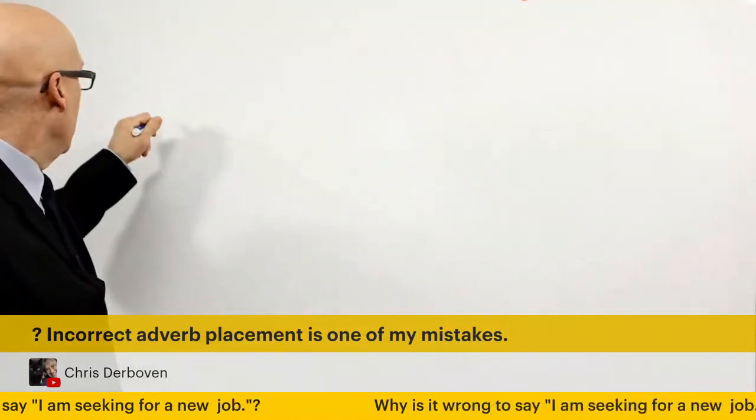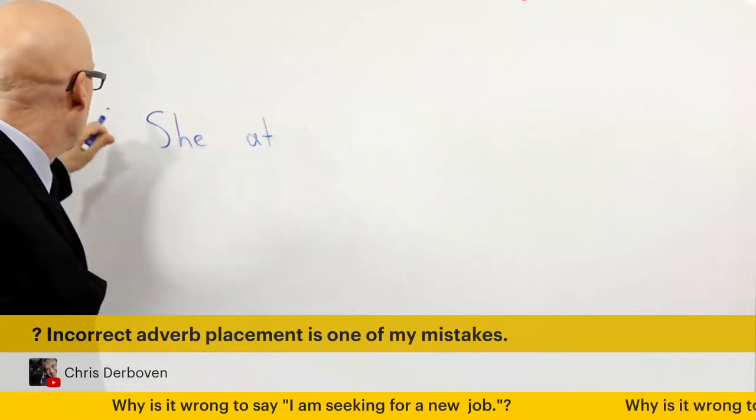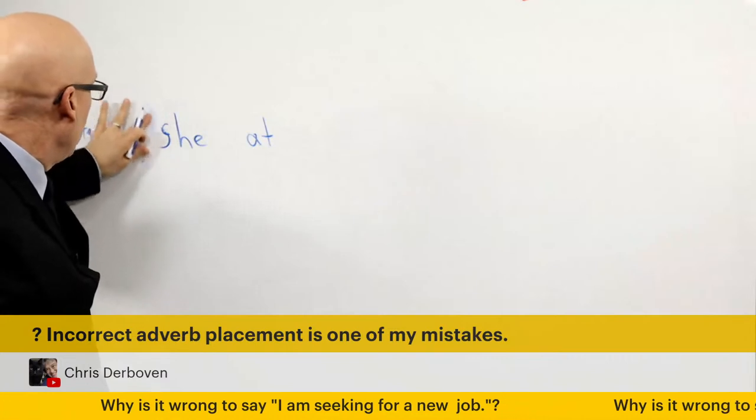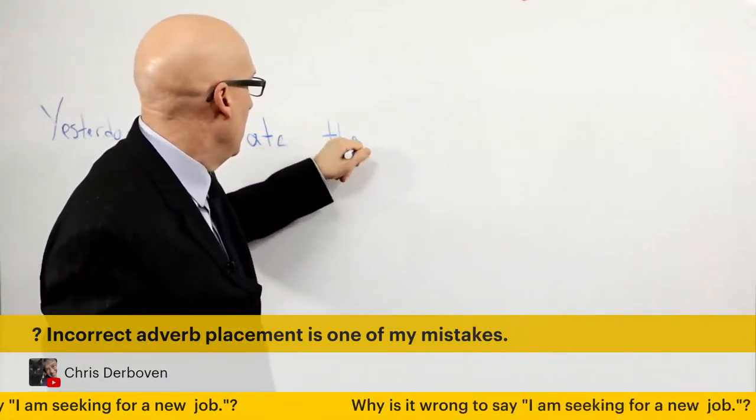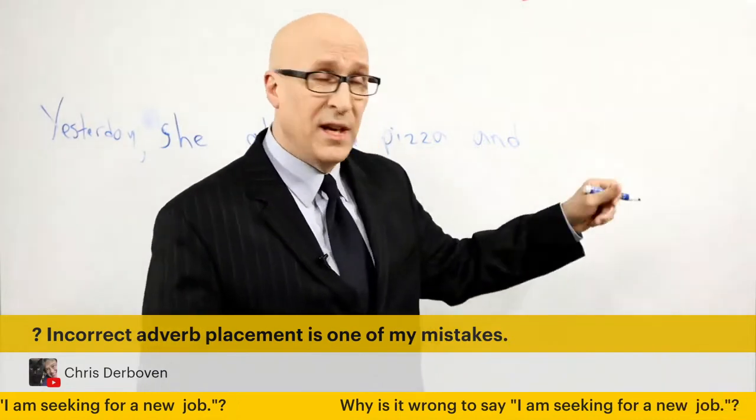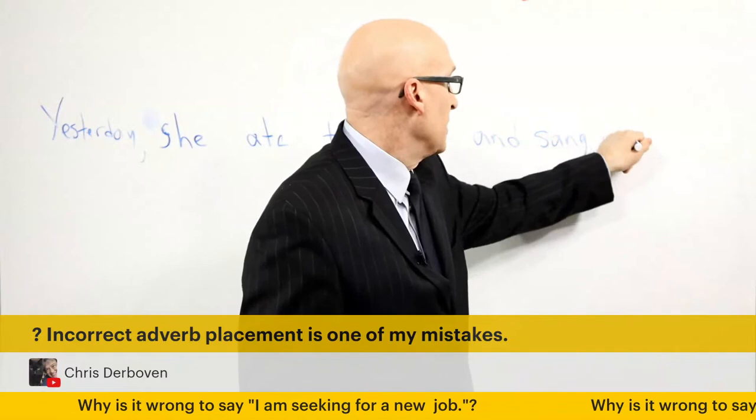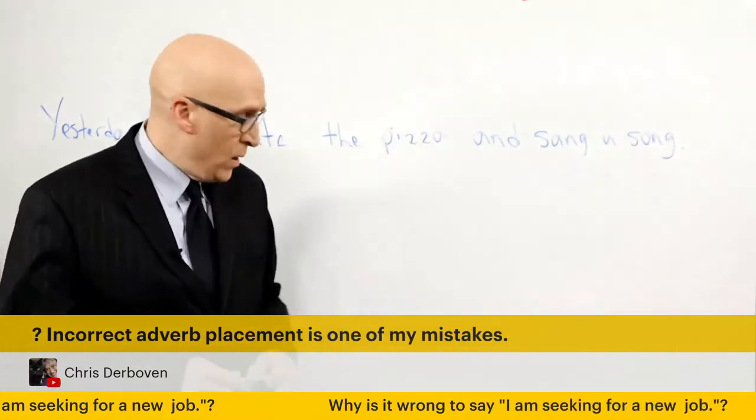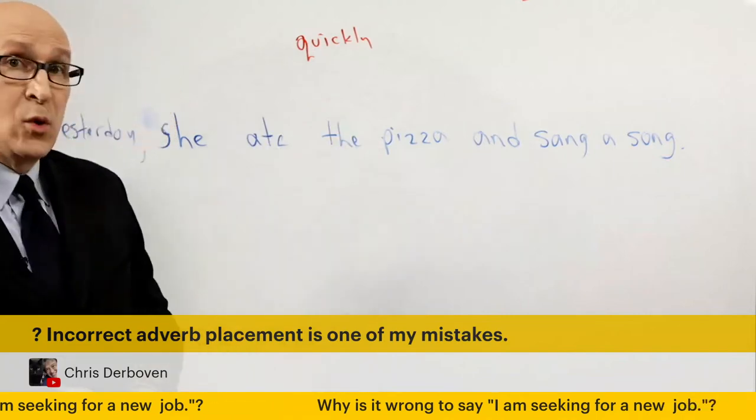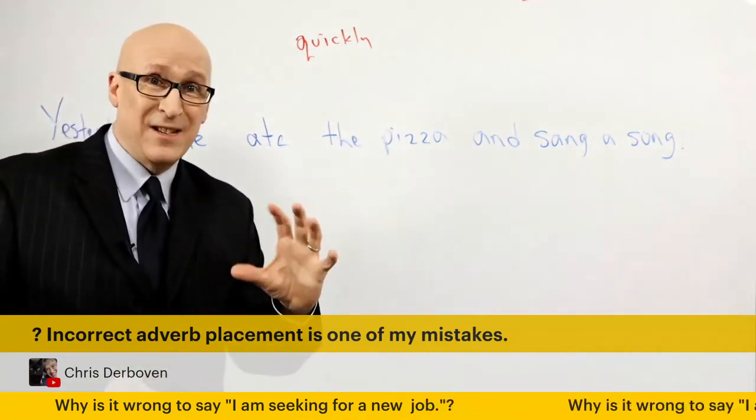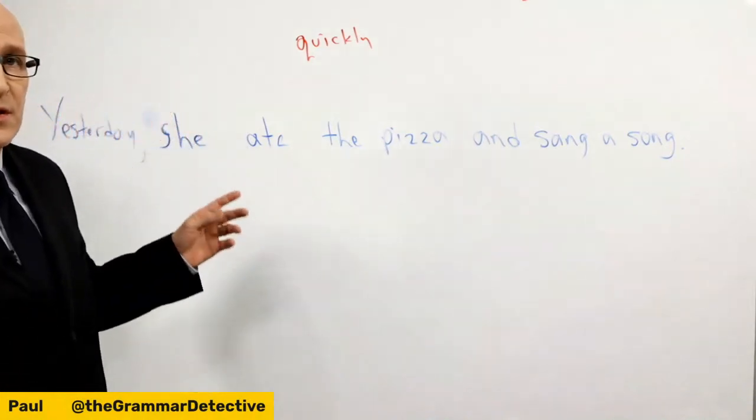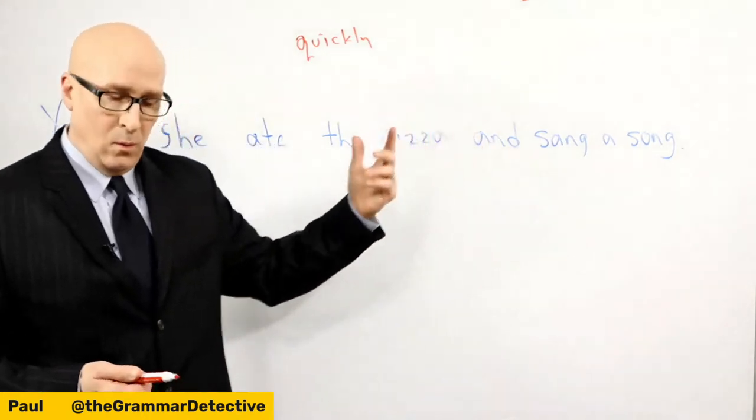So for example, a sentence like, let's say, yesterday she ate the pizza, and she ate the pizza and what else did she do? She ate the pizza and sang a song. Okay? And let's say you want to add the adverb quickly. Right? Quickly is the adverb. And quickly's job is to change the meaning of the verb, right? So the question is going to be, where should we put it? We have a problem. Why?